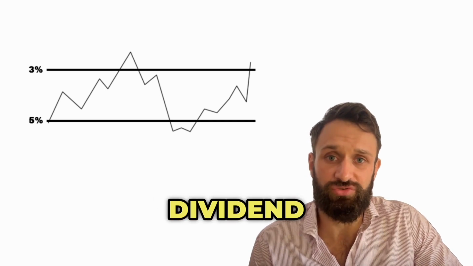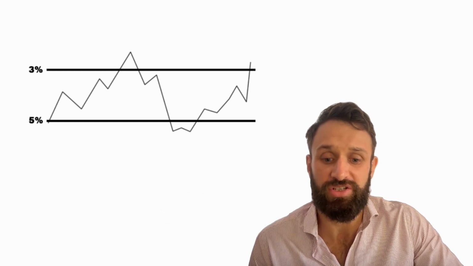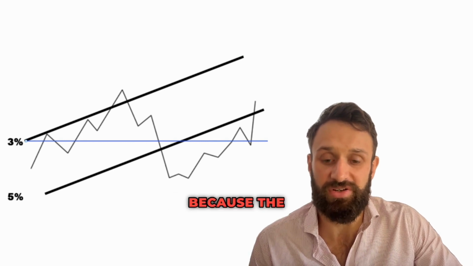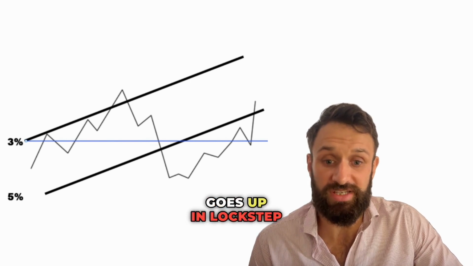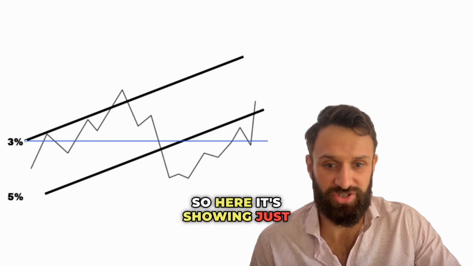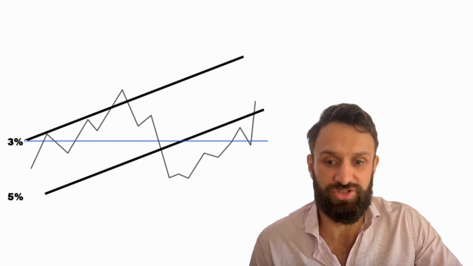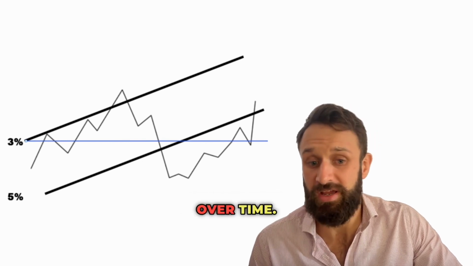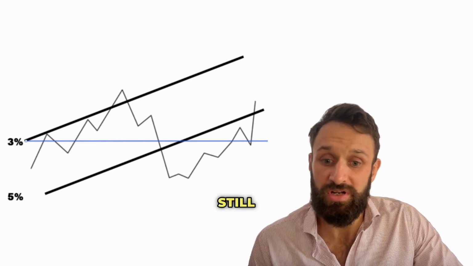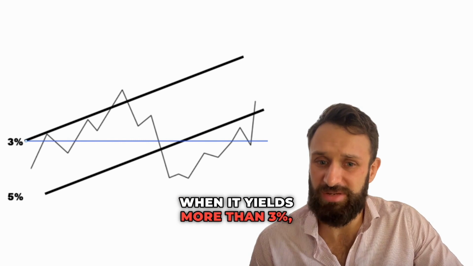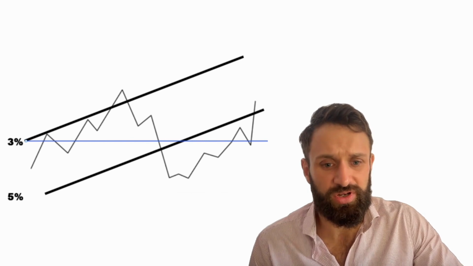But when we're talking about dividend growth stocks, we're often talking about stocks which grow their dividend year in and year out. So this changes the dynamic a little bit, right? Because the price level at which a stock yields 3% goes up in lockstep with the dividend increases. So here it's showing just a straight line, but in practice we can imagine that it would be a jagged line that goes up over time. Nonetheless, the concept still applies, right? Here the stock is still relatively overvalued when it yields less than 3%, and relatively undervalued when it yields more than 5%.